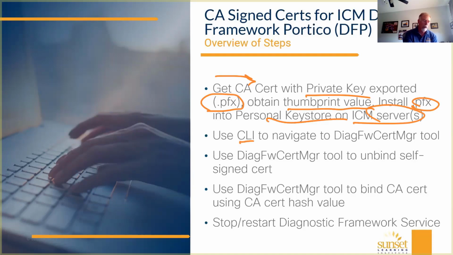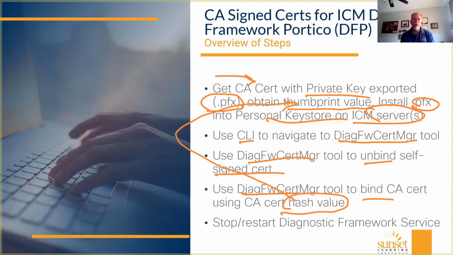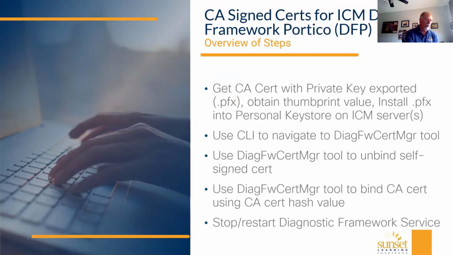Then we're going to use this command line tool called the DiagFwCertMgr tool to navigate our key store, this Diagnostic Framework Portico key store. We'll use that tool first off to unbind the self-signed cert that's included by default, and then show you how to use that tool to bind the CA cert using this certificate's hash value that we found somewhere in step 1. At the end of all this, we're going to need to stop and restart the Diagnostic Framework service. Make sure that it goes out there and rereads the contents as well. So that's the overview of our steps. Let's get into those gory details.